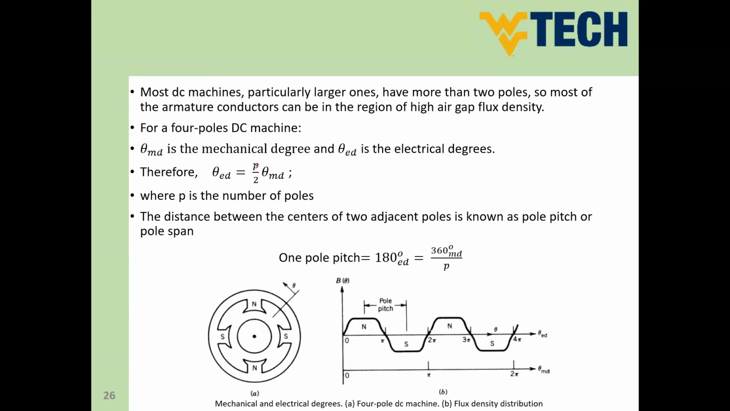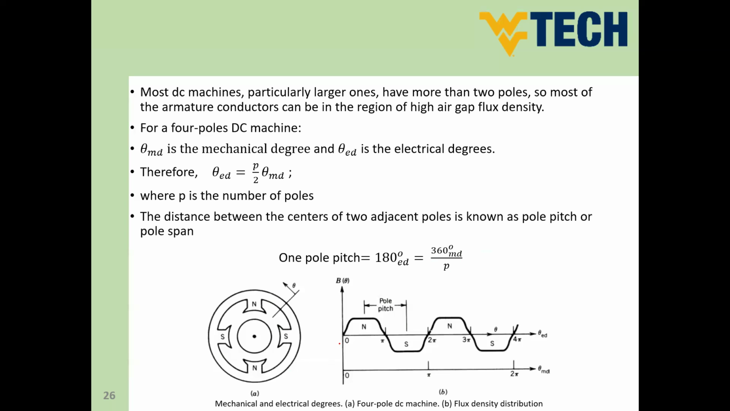of the machine. So P divided by 2 times theta mechanical equals theta electrical, where P is the number of poles of our machine. The distance between the centers of two adjacent poles is called the pole pitch or pole span. So one pole pitch equals 180 electrical degrees, which is nothing but 360 mechanical degrees divided by the number of poles.